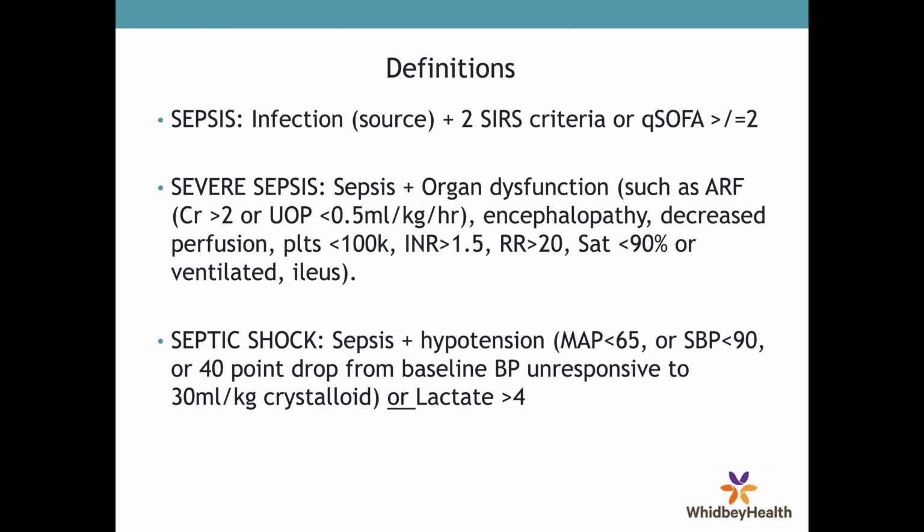And finally, septic shock is sepsis plus hypotension, which is either a MAP of less than 65 or a systolic of less than 90 or a 40-point drop from their baseline blood pressure that's unresponsive to a crystalloid bolus, or a lactate greater than 4. Any one of those things gets you into the septic shock category.